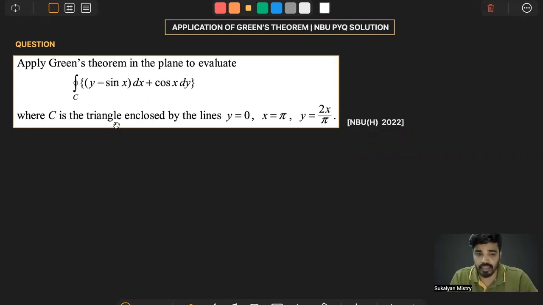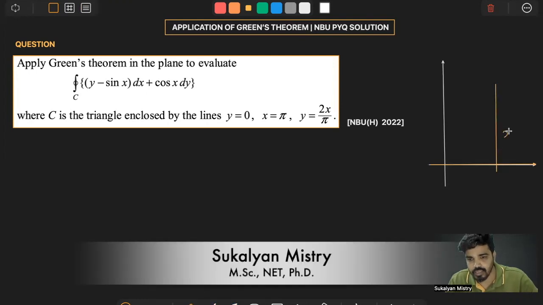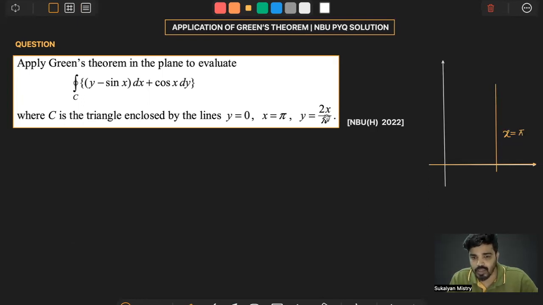Here C is given by the triangle enclosed by the lines y equal to 0, x equal to pi, and y equal to 2x by pi. So first you construct the region. This is the x-axis, this is the y-axis. y equal to 0 means the x-axis. Take x equal to pi, which is parallel to the y-axis. Then y is equal to 2x by pi, that is y equal to mx, so this is a straight line passing through the origin.